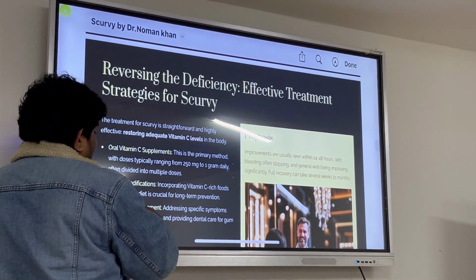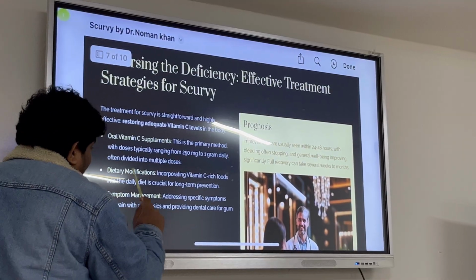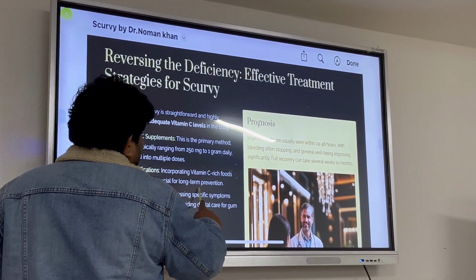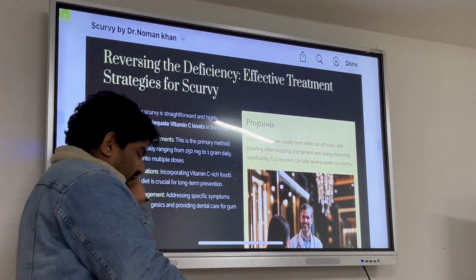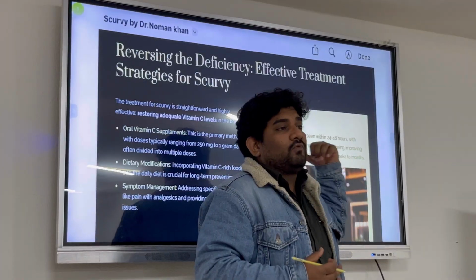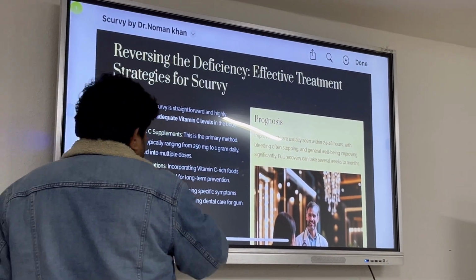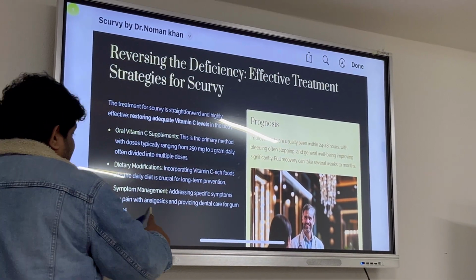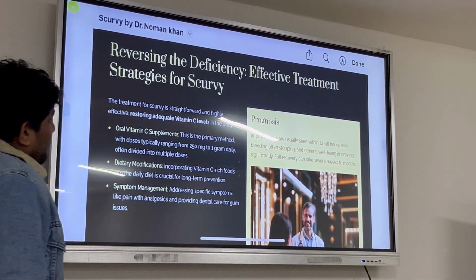Dietary modification, incorporating vitamin C rich food into the daily diet, is crucial for long-term prevention. If you have to prevent this disease, you have to take more vitamin C sources, vegetables and fruits and everything. Symptom management: addressing the specific symptoms like pain with analgesics and providing dental care for gum issues.